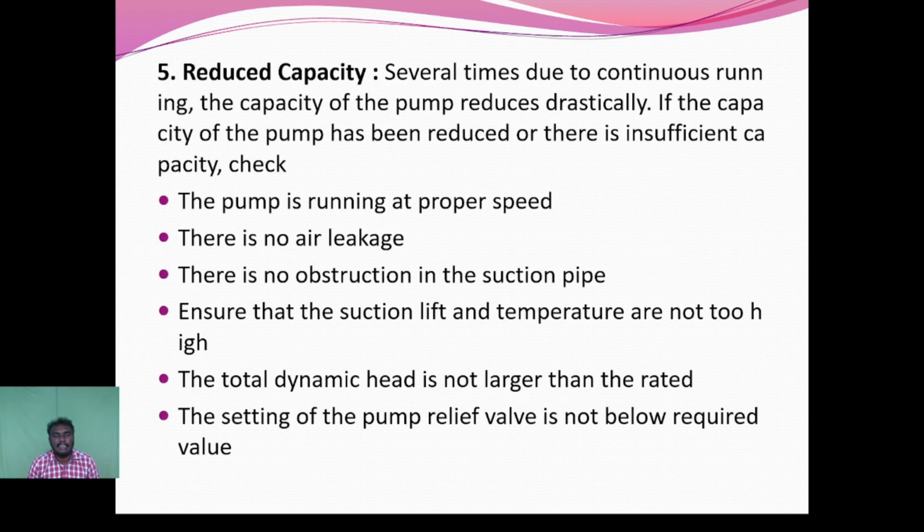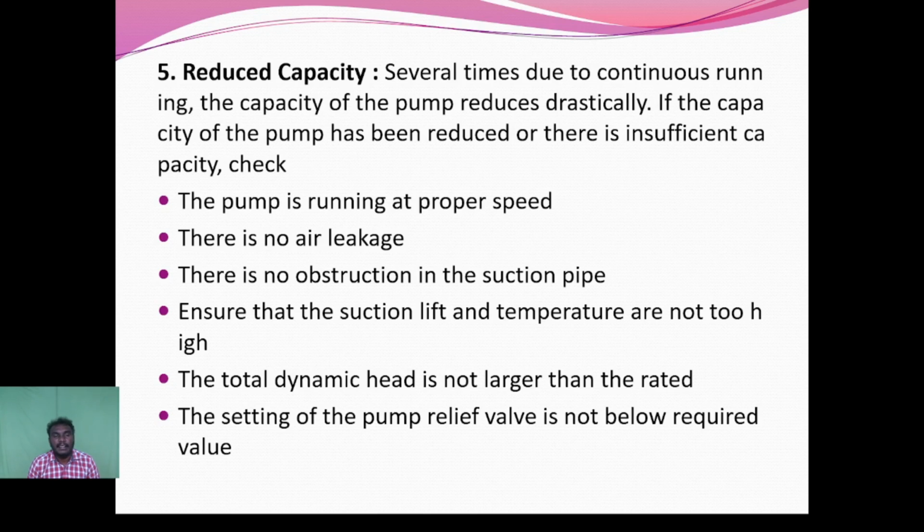Ensure that the suction lift and temperature are not too high, because we have to maintain a moderate temperature. The total dynamic head is not larger than the rated, and the dynamic head is almost at the required level. The setting of the pump relief valve is not below the required value. We have to maintain the relief valve setting and not set it below that.